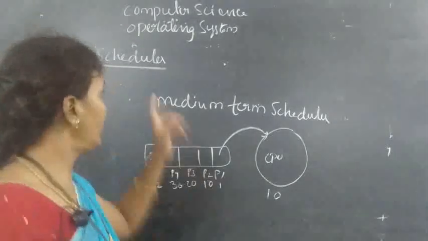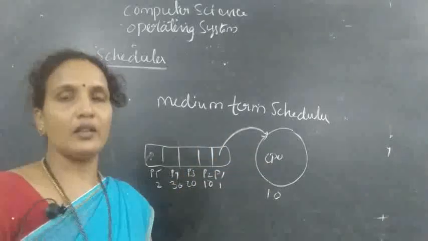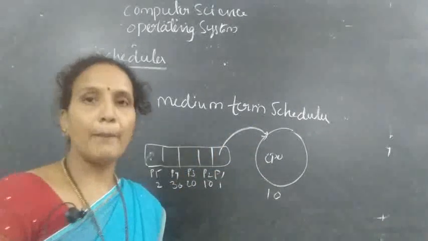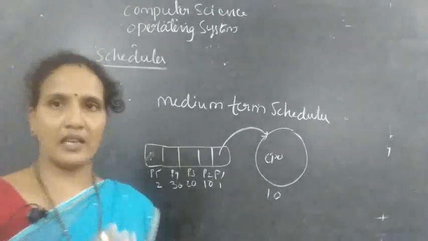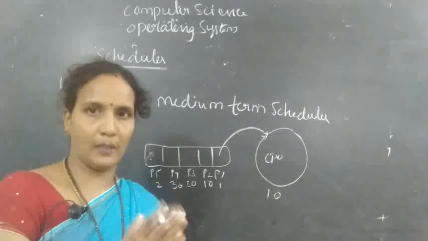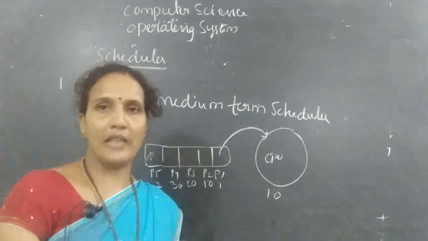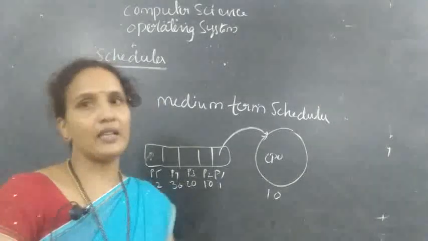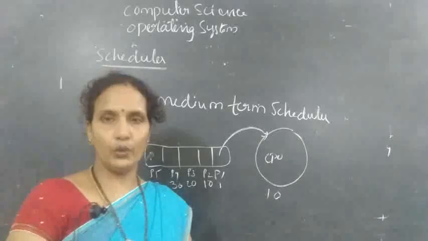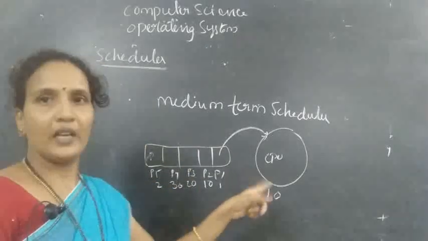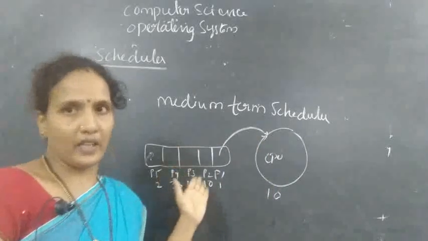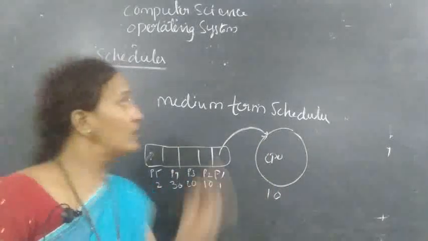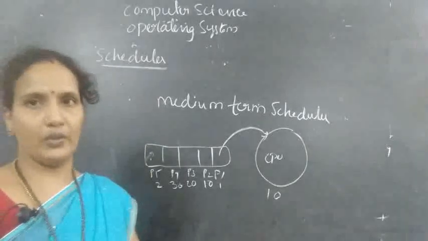Understood? So here, the medium-term scheduler mainly deals with swapping. Means any one process is running on the CPU and a new process enters with less time and more priority. Then what will it do? It will swap the process. Means it will replace the process with another process. That job is done by the medium-term scheduler.